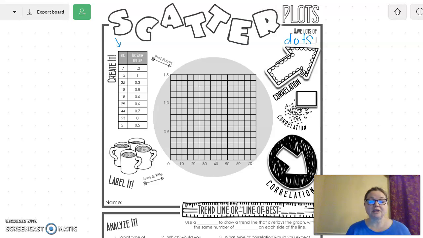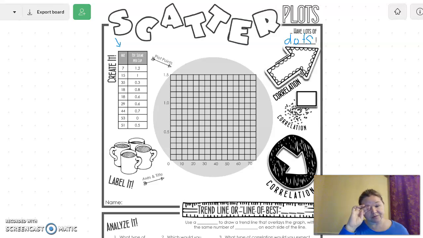Okay, so here's what we are graphing today. You see all this data? There are some clues about what we're graphing, but they didn't tell us. We have to actually write it on here. And you'll see there are some mugs down here at the bottom. In the X column, it says age, and in the Y column it says teaspoons of sugar per cup. So we're starting to get an idea of what we might be looking at here in terms of data points.